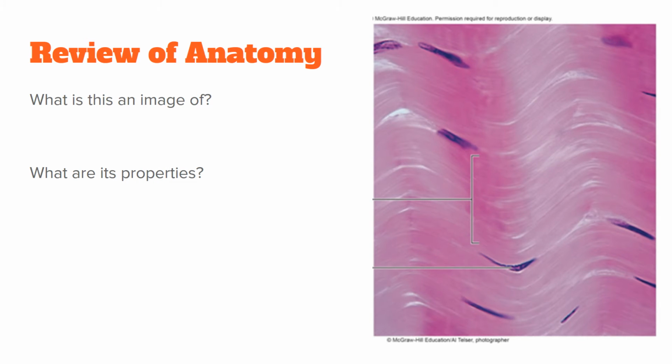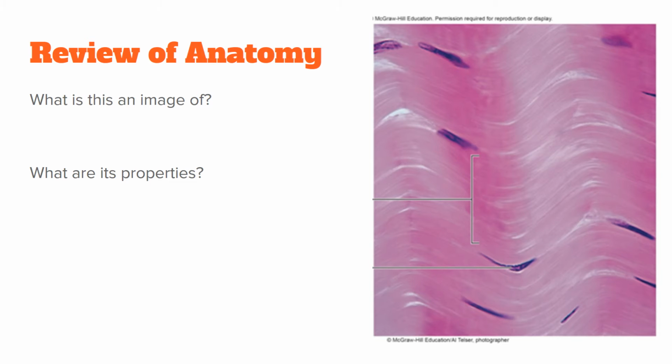What about this? What are we looking at? What are the functions of it? So this is now connective tissue. Connective tissue in general has a matrix of protein fibers, extracellular matrix, and then specialized cells such as chondrocytes or osteocytes, depending on the function for that.